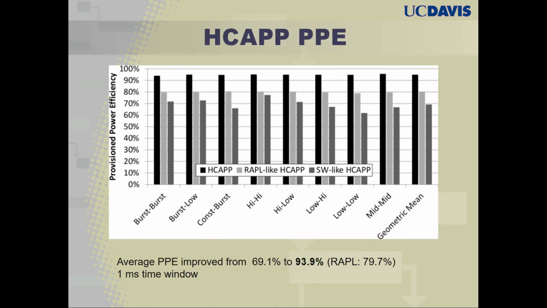And looking at the provision power efficiency, you can see that the HCAPP is using up 93.9% of the power, which is a huge increase over this 1 millisecond time window over the fixed voltage, which is 69%. The RAPL-like uses 79.7%, so we're able to use that extra roughly 14% of power to translate it into an extra 7% performance. But remember that this is free power. You've already set up for it. You already have the pins there, so you're really just using everything more efficiently to really squeeze out all the power and all the performance in your design.